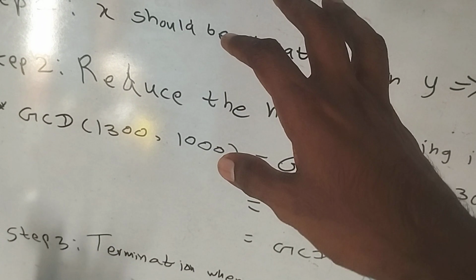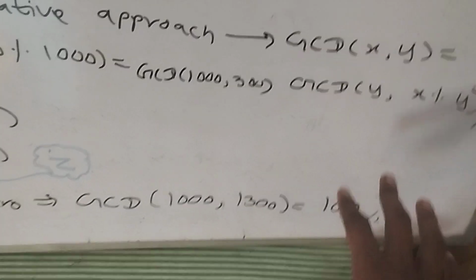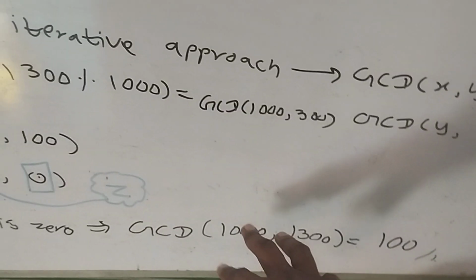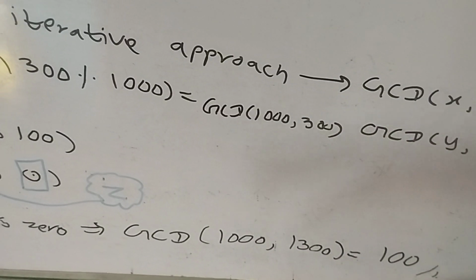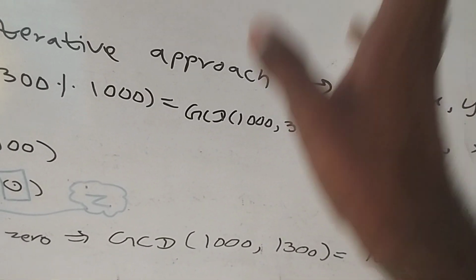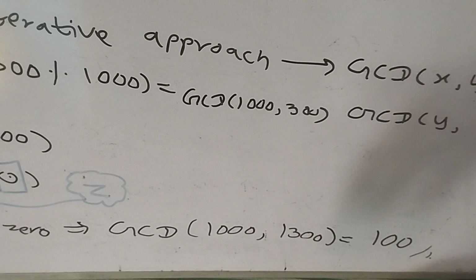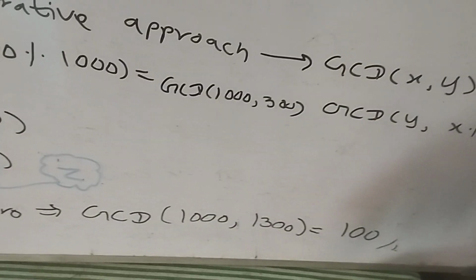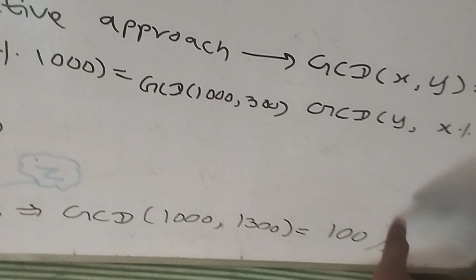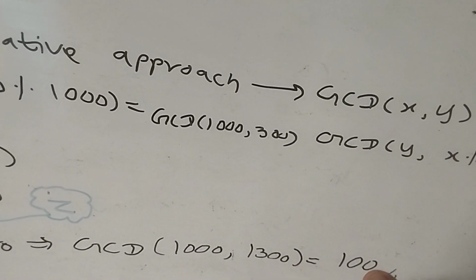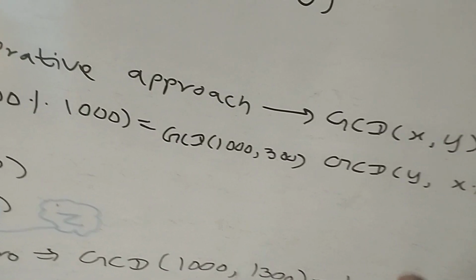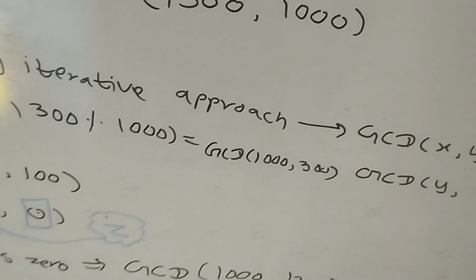If you don't believe me, you can use the trivial method. Write down all the numbers which can divide 1000, write down all the numbers which can divide 1300, and check the maximum common number. Definitely it will be 100. I hope you guys understand this GCD.